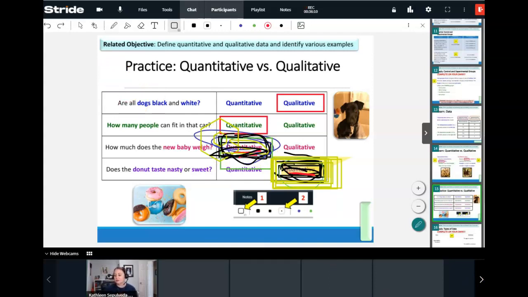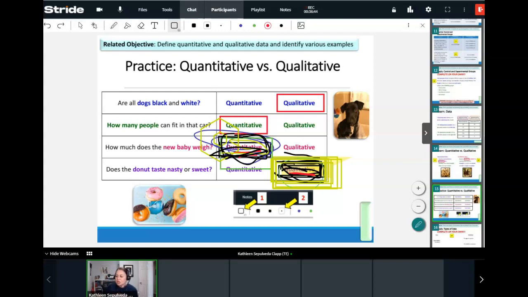Qualitative equals qualities, using your 5 senses. Okay, using qualities. And quantitative is numbers, equals numbers. Okay, so if you keep that separated, you'll be good to go.